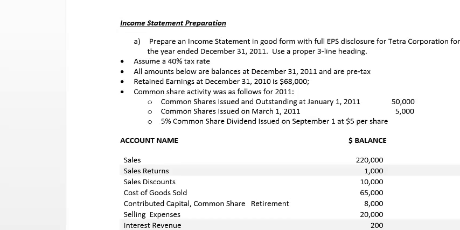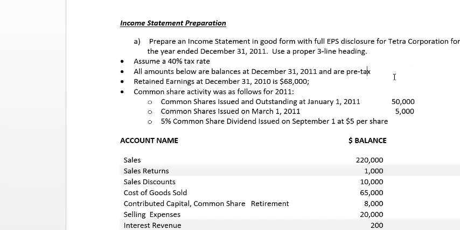So the multi-step income statement that you're going to prepare here has 3 sections. It's going to have income from continuing operations after tax, income from discontinued operations after tax, and then when you add those 2 together, you're going to have net income. And net income is always after tax. So therefore, we want you to do a full EPS disclosure, proper 3-line heading, which is company name, name of the statement, and the period. We're going to tell you to assume a 40% tax rate and that all amounts are pre-tax.